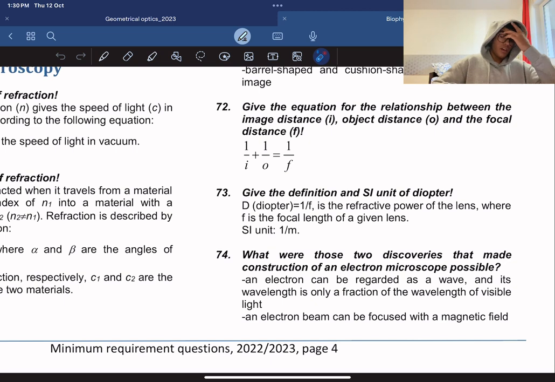Okay? It is the refractive index of the power. Okay, so just one by one. Please understand this, guys.